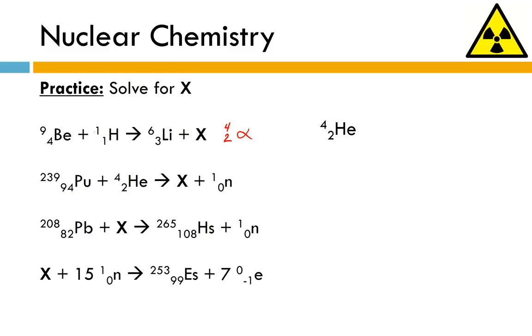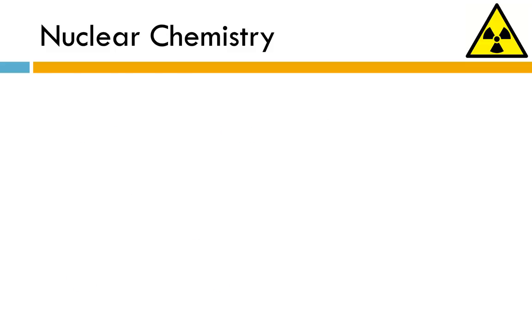Moving on to the next one, X is equal to curium, Cm-242. The third one, we're taking lead and we're smashing it with iron-58 atoms. And this last one is a little bit tricky. Be careful with your coefficients. The coefficient is going to apply to both the atomic mass and the atomic number. And you should end up with uranium-238 as your starting material. So again, just be careful about those. Don't forget about the coefficients.